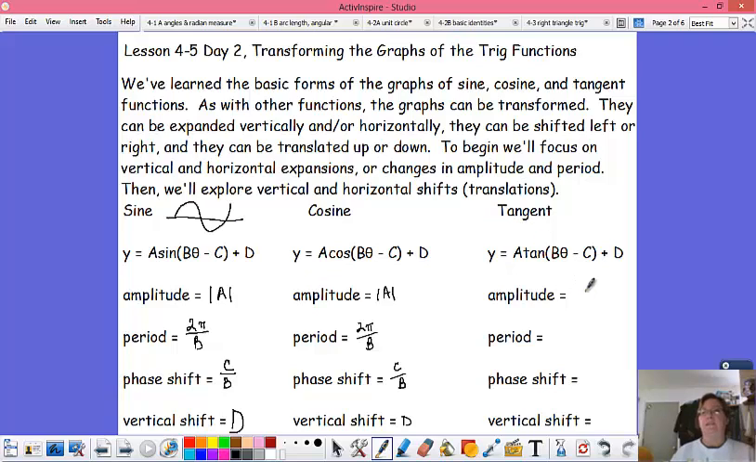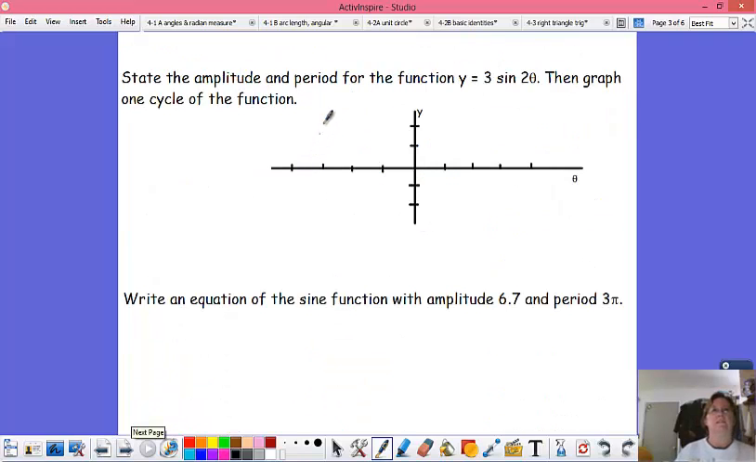The tangent is very similar, except amplitude doesn't make a whole lot of sense here, since tangent curves can go very high and very low. There's no boundary to them up and down. The period, though, of a tangent function can be affected. Normally it's pi, but if the rule has been doctored, pi over b. The phase shift, again, that's c over b. And the vertical shift, that is the midline at d. So now we've got the basic structure for all of these transformations. Let's see how that plays out for us.